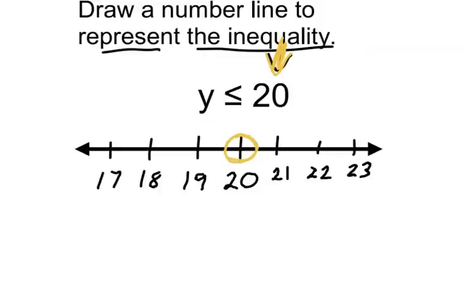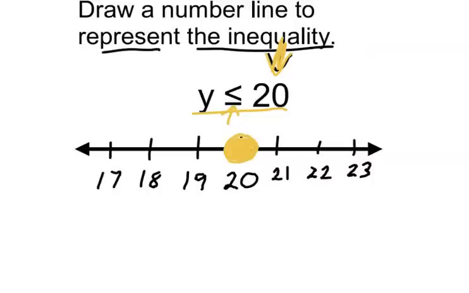And then I'm going to just read this and see what it says. Y is less than or equal to 20. This little thing right here means equal to, which means that circle on the number line, should that be open or should it be colored in? It should be colored in because we can include 20 because of that little equal sign on there.